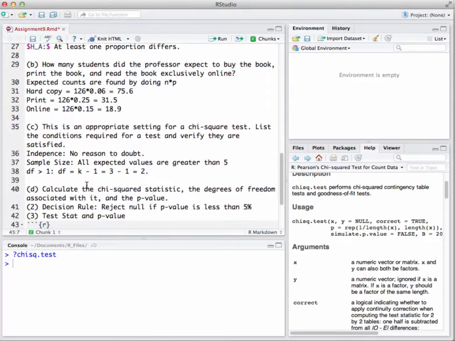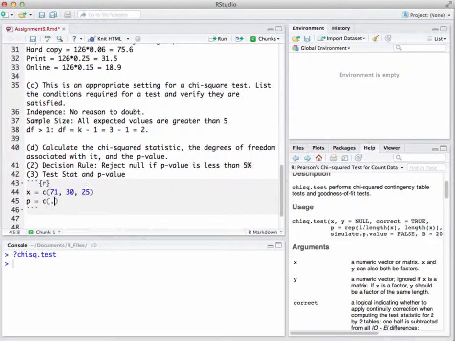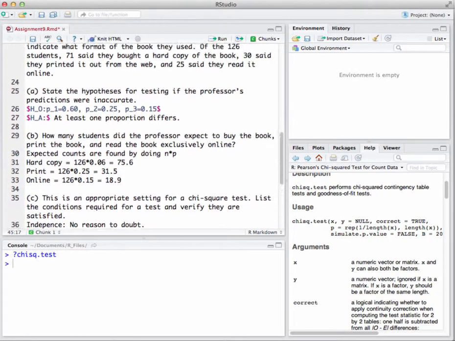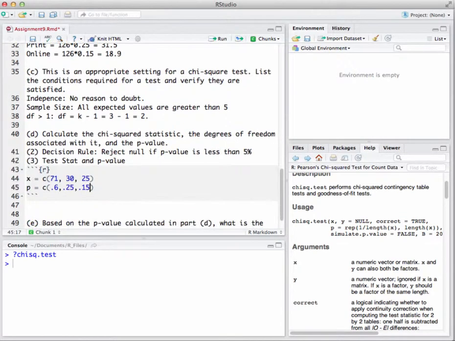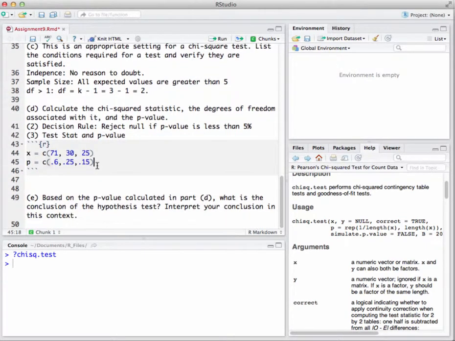So what we need to do now is go in and put in the hypothesized proportions, the 0.6, the 0.25, and the 0.15. So we put in the 0.6, the 0.25, and the 0.15. Okay, let's just verify those real quick, make sure I got the right numbers in there. Yeah, okay, cool. All right, so we got those two in there, and now it is very simple.